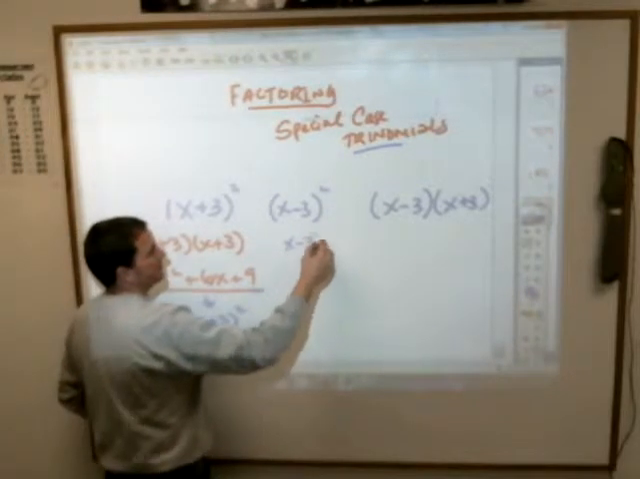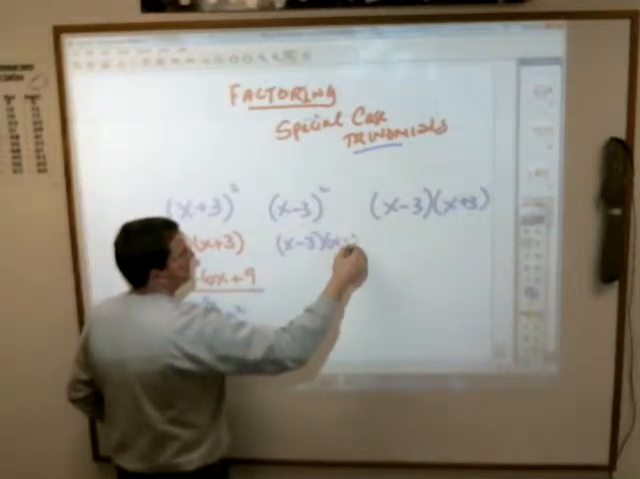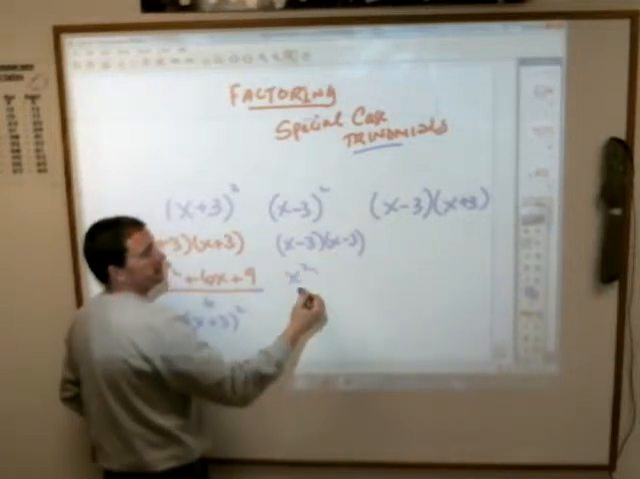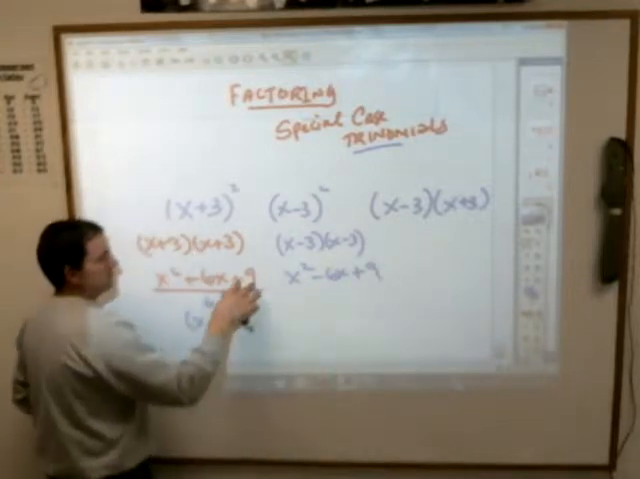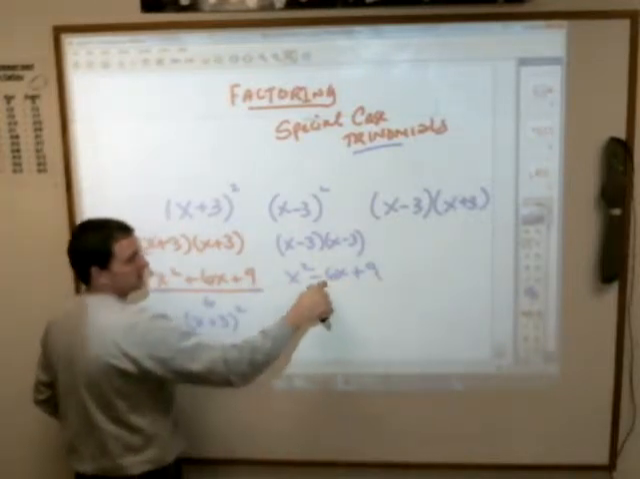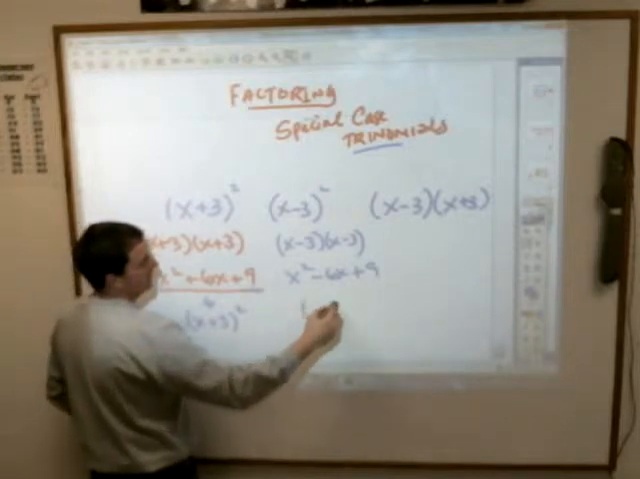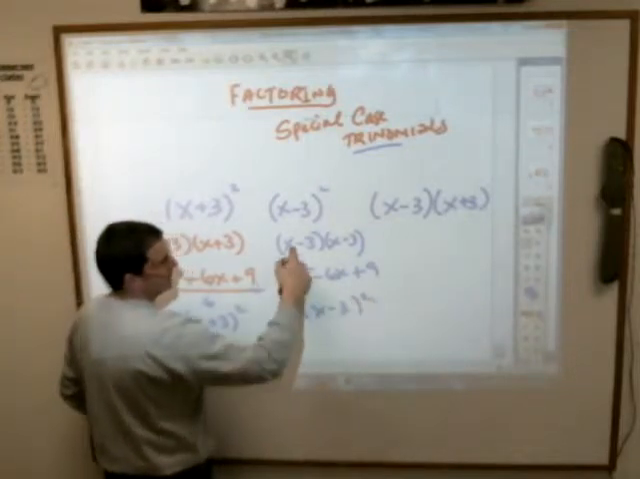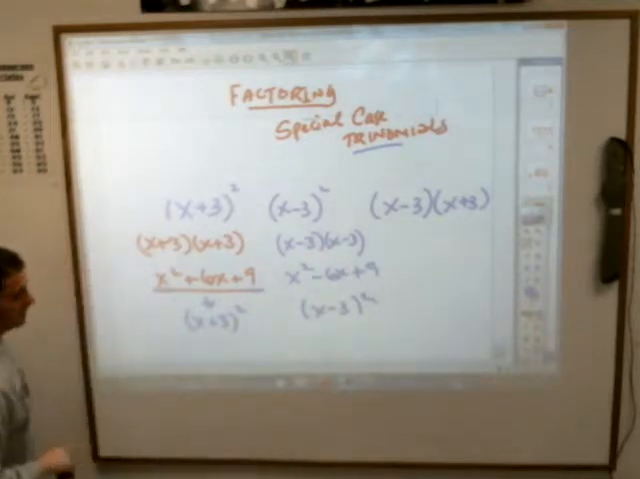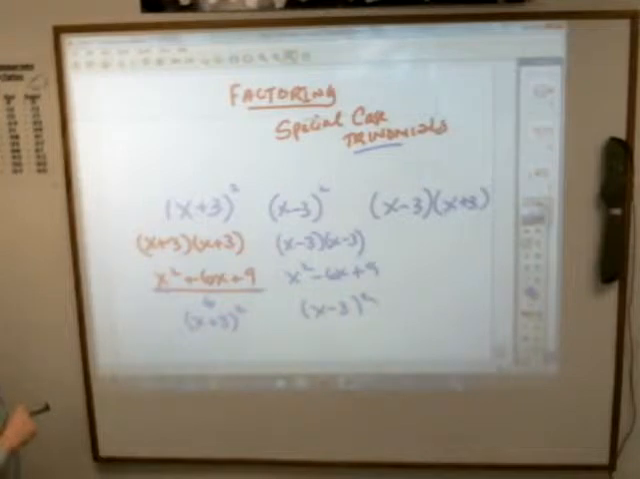If you have x minus 3 times x minus 3, you're going to get x squared what? Minus 6x plus 9. Notice you still have the plus 9 and the x squared, except this is minus in the middle. And again, when you factor that down, you're going to get x minus 3 times x minus 3. But the biggest one is the last one.